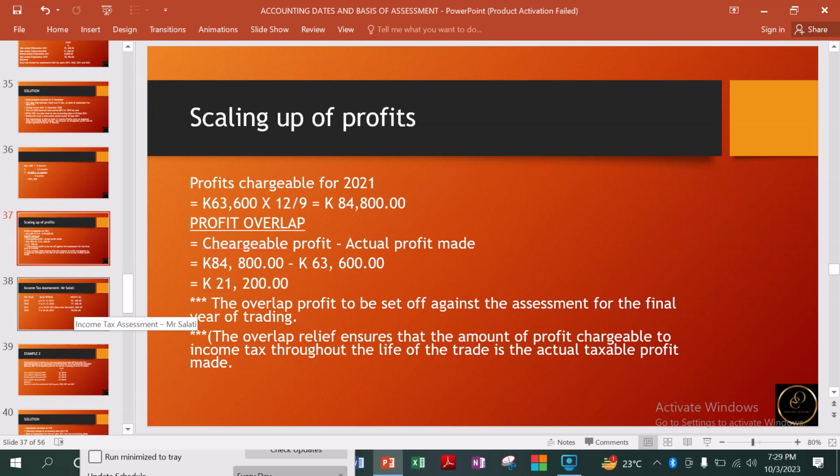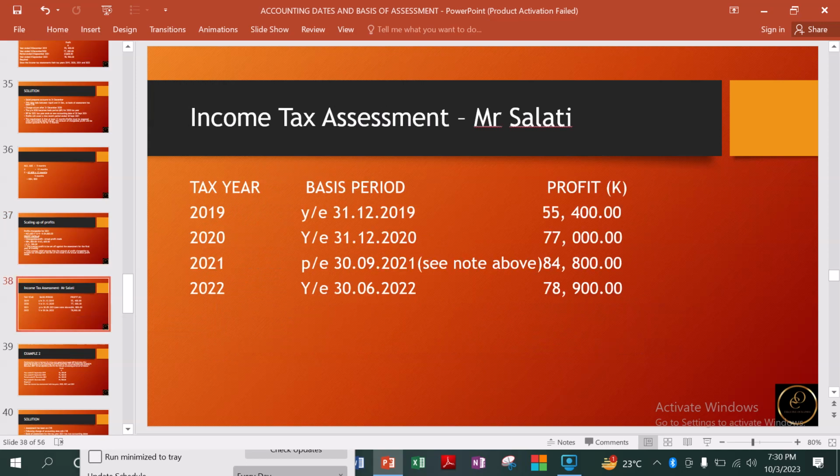Okay, we are proceeding as required. How do we go about doing the income tax assessment? After working out these particular figures, we arrive at the income tax assessment for Mr. Salat. As before, you need to always remember that you look at the tax year column, the basis period and the profit.